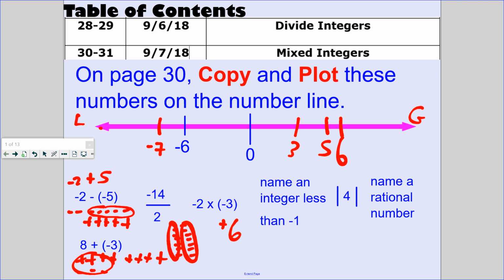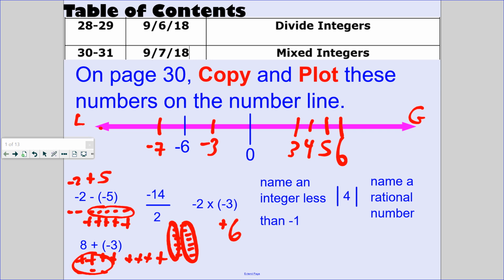Name an integer less than -1. So if I put -1 here, an integer goes from least to greatest, I'll say -3. What's the absolute value of 4? What's the distance of 4 from 0? How far is 4 from 0? 4 units, so 4.